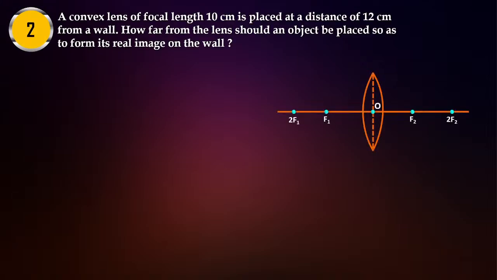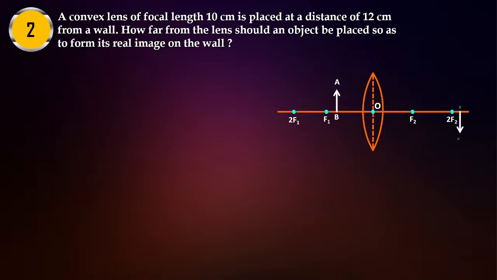Okay, let us see one more question. A convex lens of focal length 10 centimeter. Convex lens, the clue is given. So focal length will be positive or negative? The distance of 12 centimeter from a wall. How far from the lens should an object be placed so as to form a real image on the wall?